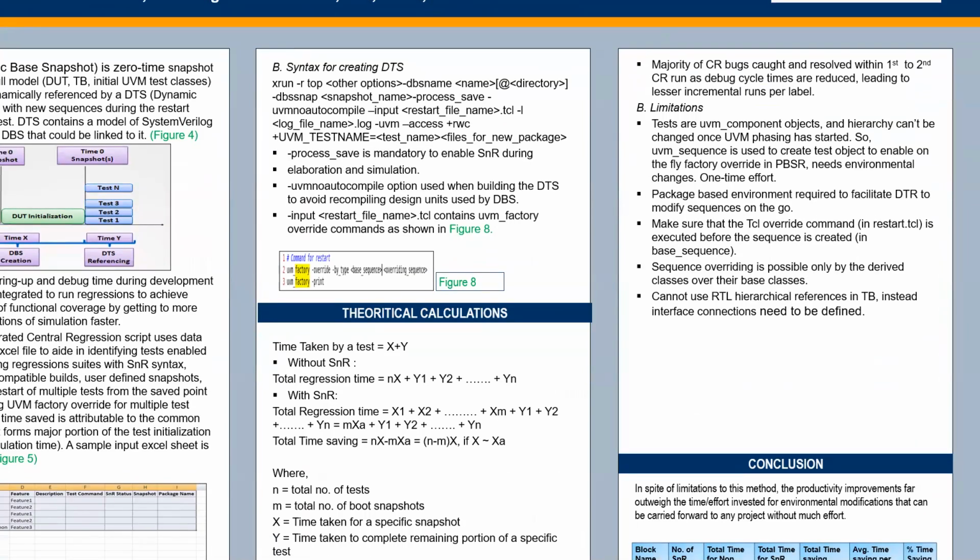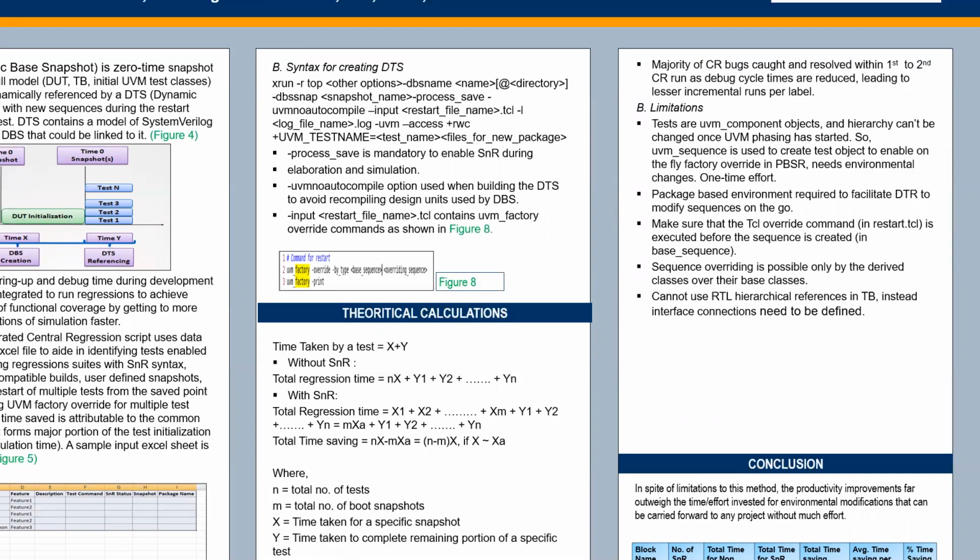Tests are usually UVM components, but the hierarchy can't be changed once UVM phasing has started. So UVM sequence, which is derived from UVM object, is used to create tests. This enables on-the-fly factory override in PBSR. Though it needs environmental changes, it's a one-time effort. DTR needs a package-based environment for modifying sequences on the go. This is again an environmental change and a one-time effort.